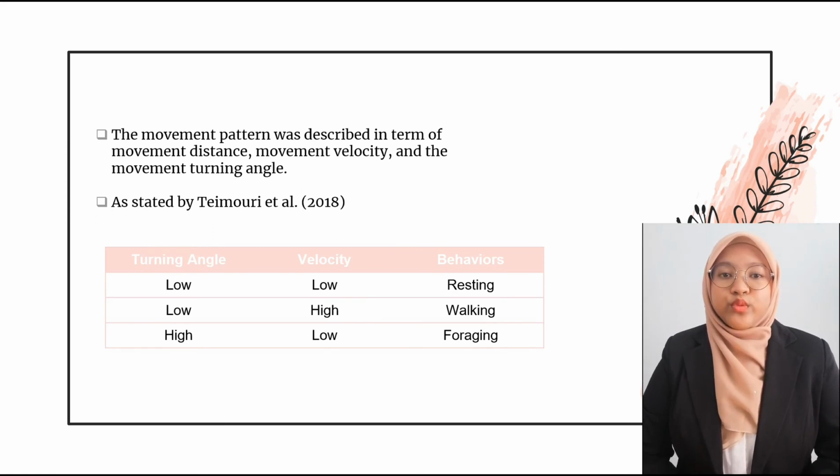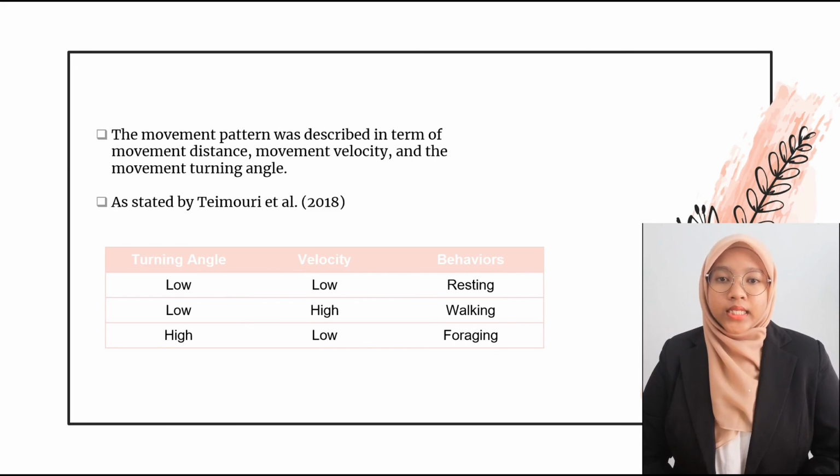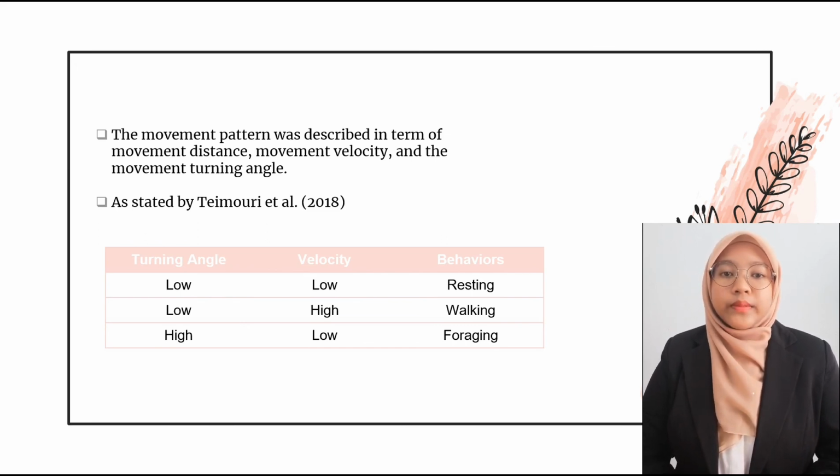According to the components, which are turning angle and velocity, the movement behavior of the sun bears can be determined, as stated by Zamri et al. in their journal in 2018. If the movement of the sun bear has a low turning angle and low velocity, the behavior is resting. When the movement has a low turning angle and high velocity, the sun bear is in walking behavior. When the sun bear has a high turning angle and low velocity, the sun bear is in foraging behavior.